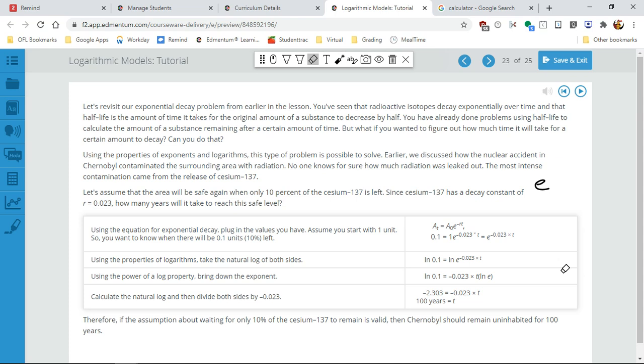That's going to bring this t down here. Now we just have to divide by this. They're going to divide both sides, and they're going to find out that it's 100 years. Does the process make a little more sense now, guys? Cool. All right. So moving on.